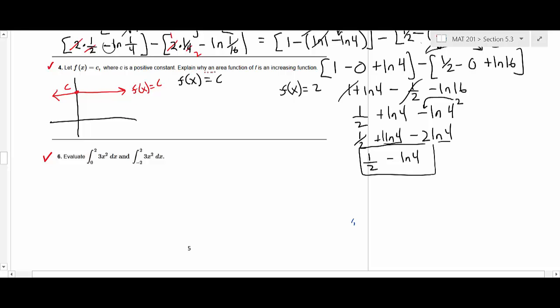So what we're doing is explaining why an area function is an increasing function. Well, first of all, if we integrated from 0 to 1, you would have this area right here. What if we integrated from 0 to 2? Then we would have a bigger area, right? So when you're doing a definite integral, you're really doing an area function, and that area is going to get bigger as you go out further. Do you agree with that?